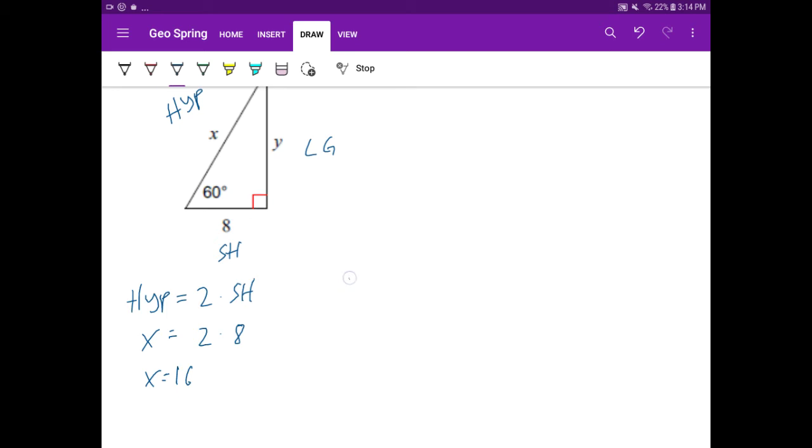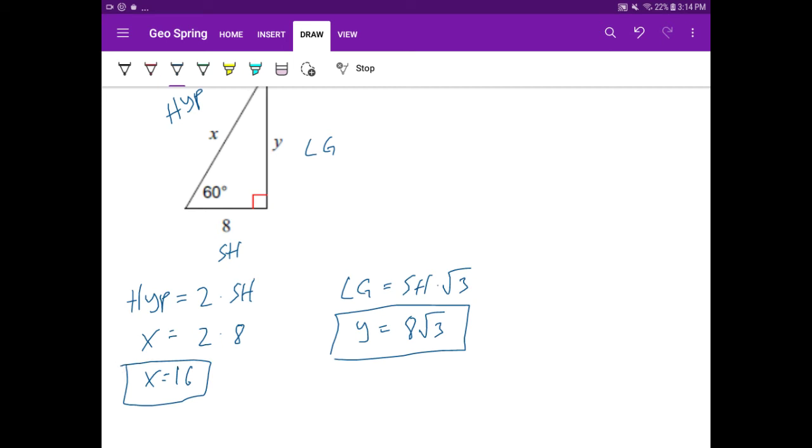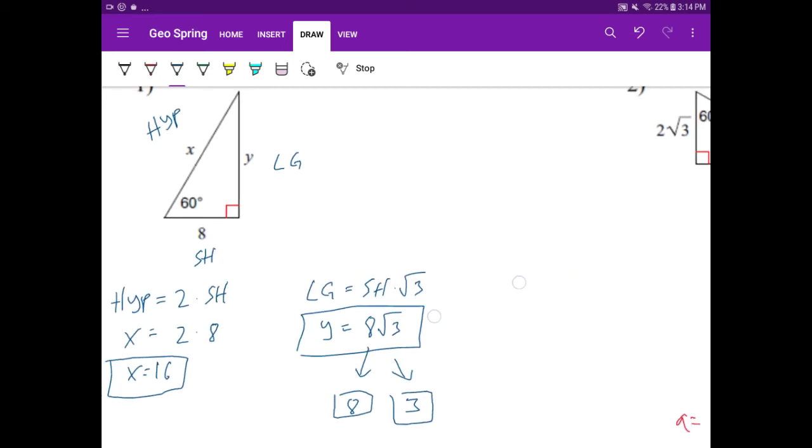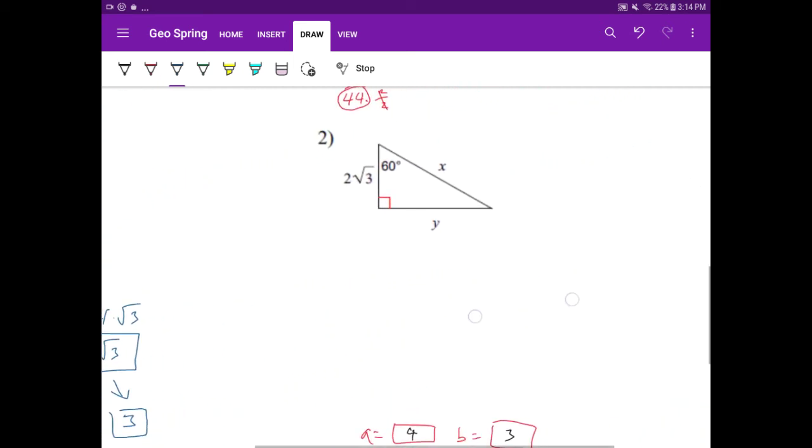Then for the long, the formula is long equals short times square root of 3. So long is y, short is 8, so 8 square root of 3. Then you're done. Those are the two answers. On Canvas, the first blank is 8, and then the second blank is 3. I know that's important, because it gives you two blanks for those.